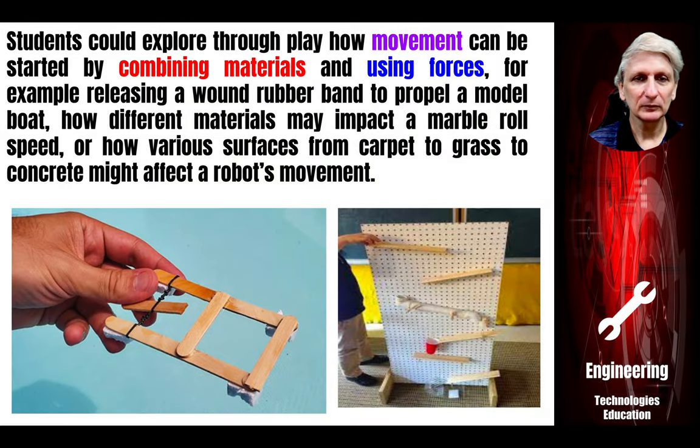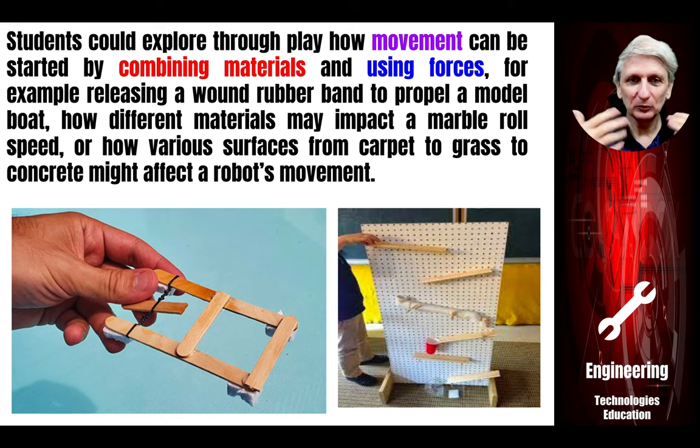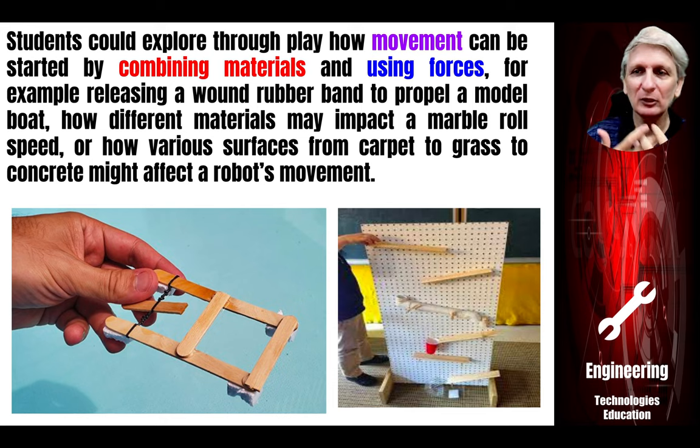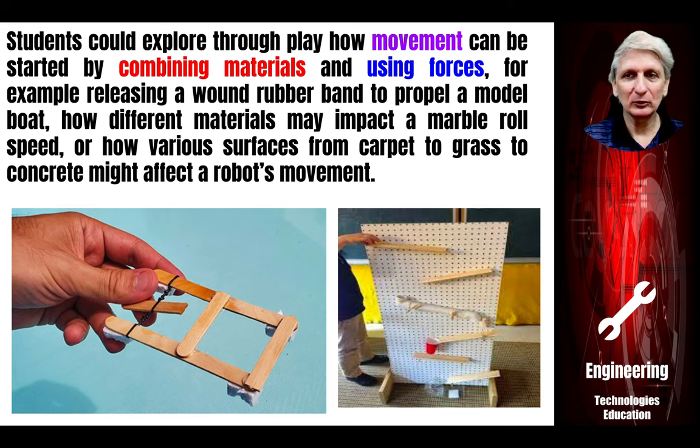Now here we're looking again at combining materials. So using a rubber band to provide what's called potential energy to turn a little paddle wheel to make a little boat that moves along the water. There's an example of a little Rube Goldberg machine, a simplified one. It's called a marble roll, where we have marbles rolling down inclines and approaching it that way. So again, you can come up with various different challenges that you give students around how they can have something move from one location to another location, and then different ways of achieving that.